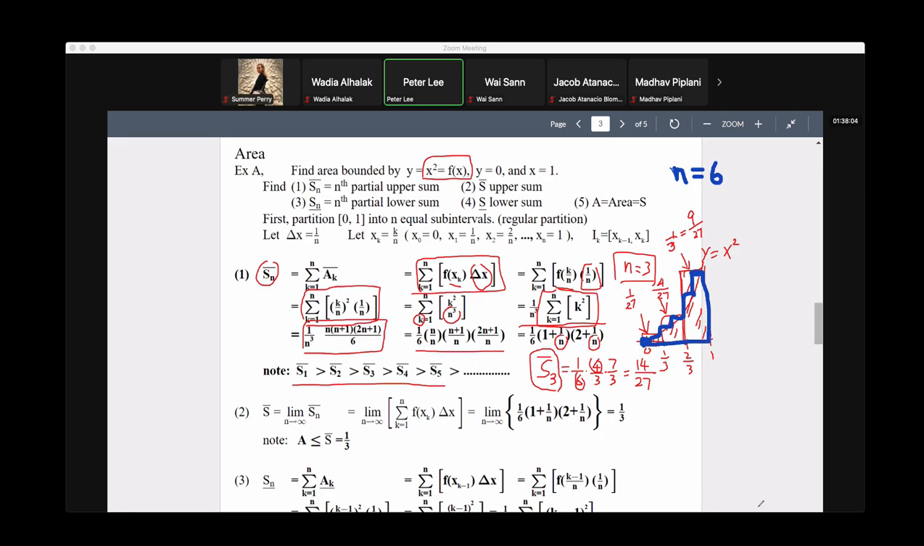Now I can see what's going on. But now, when you compare the upper sum when n equals 3 versus n equals 6, which one is bigger? The third partial upper sum or the sixth partial upper sum? Can you tell me? F sub 3 bar, and that is F sub 6 bar, the sixth partial upper sum, versus the third partial upper sum. Which one do you think is bigger?